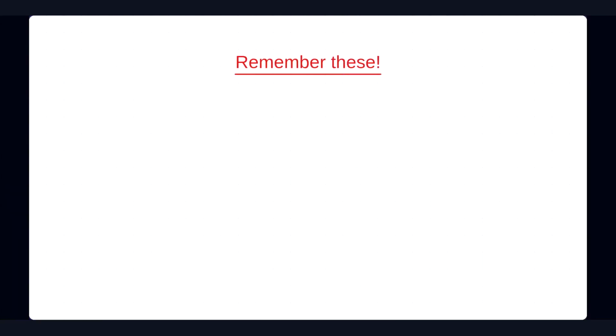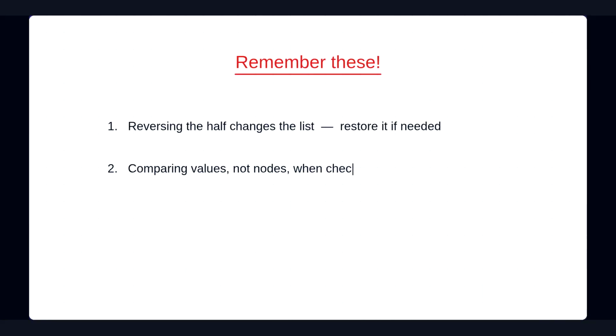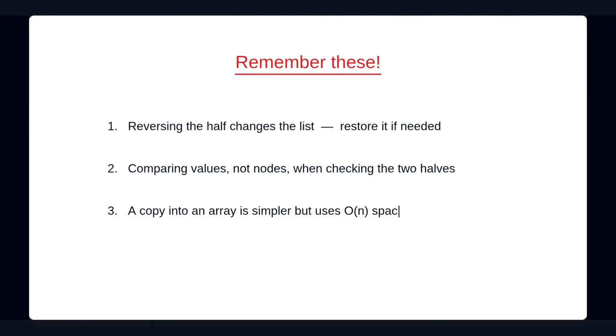Three things. First, reversing the second half actually mutates the list. So if the caller needs the original order back, restore it afterwards. Second, we compare the values of the two halves, not the node objects. And third, the simplest approach is to copy values into an array and check that, but it costs order n extra space.